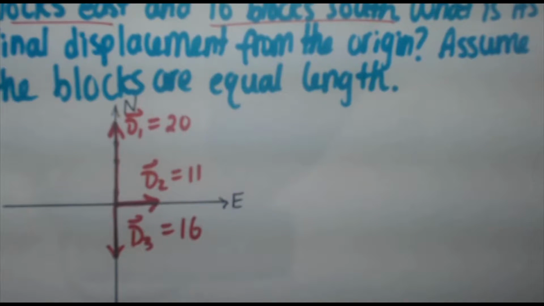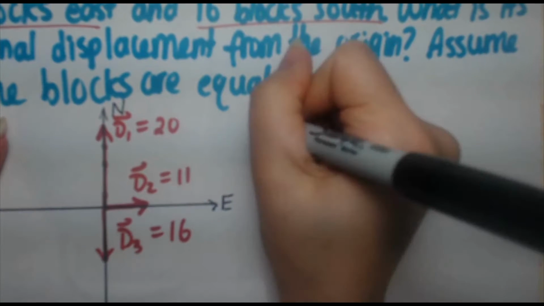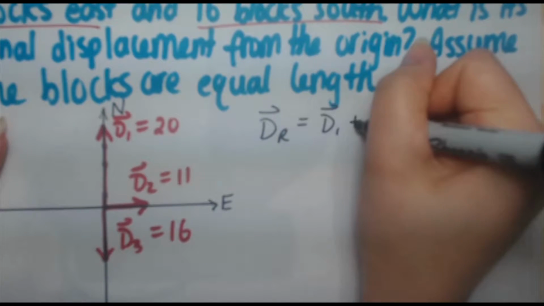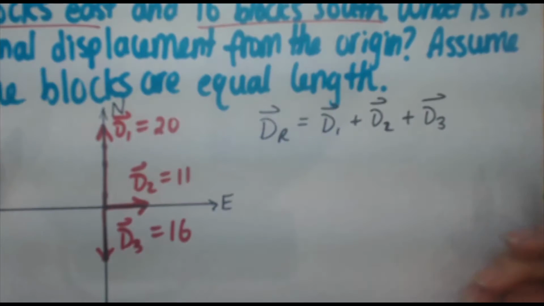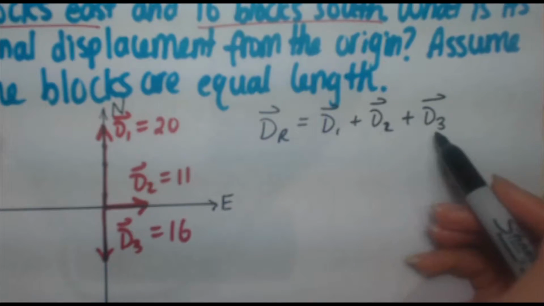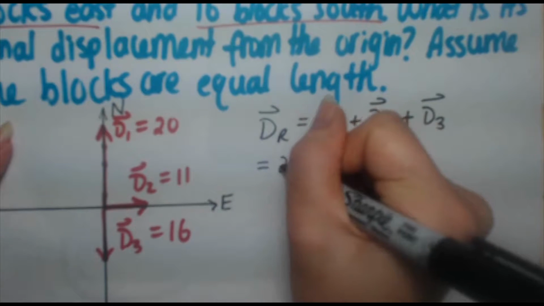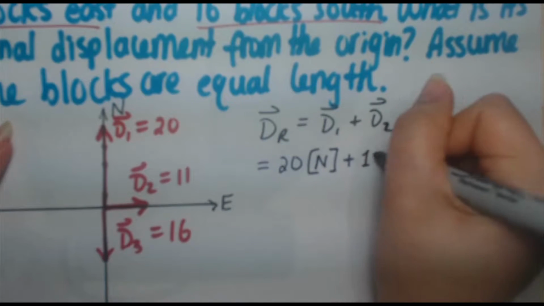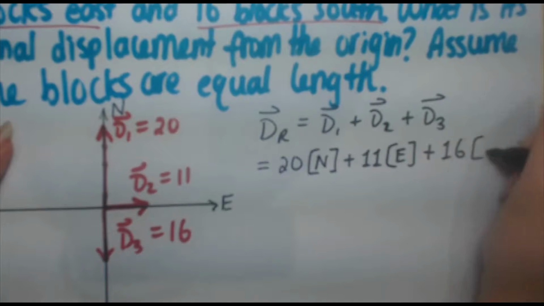Our diagram is done, and we now need to state our mathematical statement, and that is that the resultant displacement is going to be the vector sum of D1, D2, and D3. Again, remember this is a vector sum with the arrows on top, so you're not just doing 20 plus 11 plus 16. We have to take into account the directions. So let's do that. We've got 20 blocks north for D1, 11 blocks east for D2, and 16 blocks south for D3.